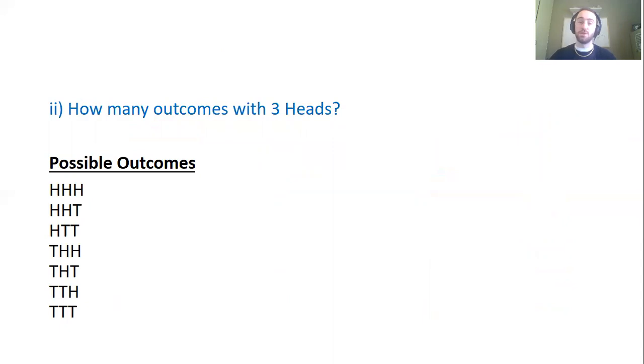So question 2 is asking how many outcomes with 3 heads? Well, we just look down our possible outcomes and we found one, just one, with 3 heads. How many outcomes with 3 heads? There's 1.